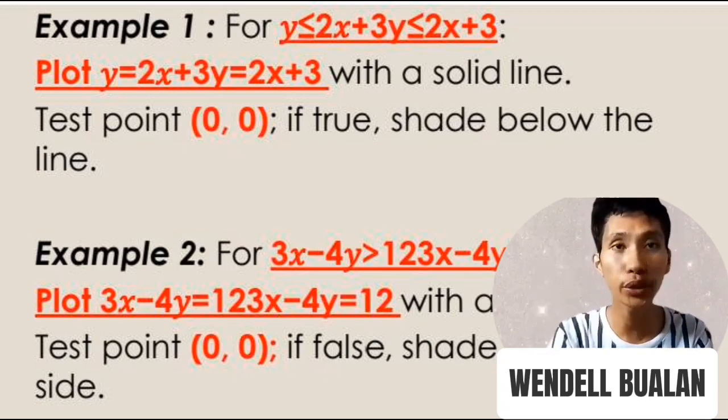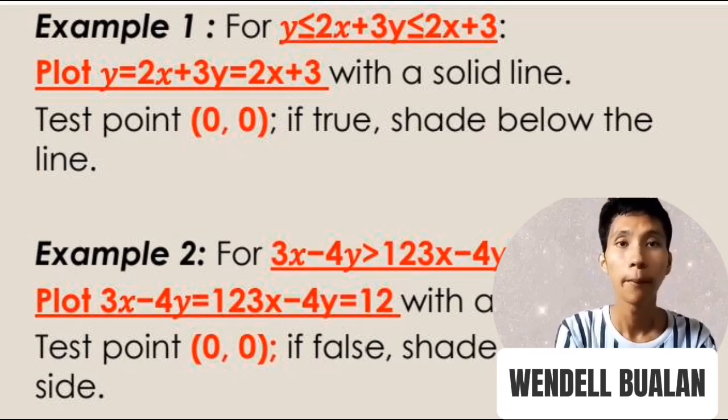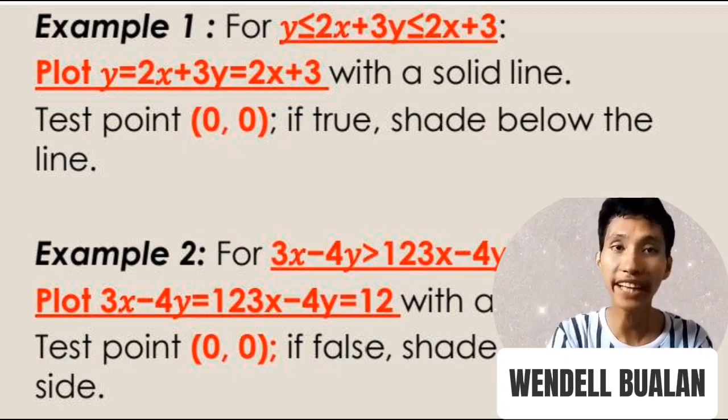Example, for 3x minus 4y less than 12. Plot 3x minus 4y equals 12 with a dashed line. So test point (0, 0). If false, shade the opposite side.